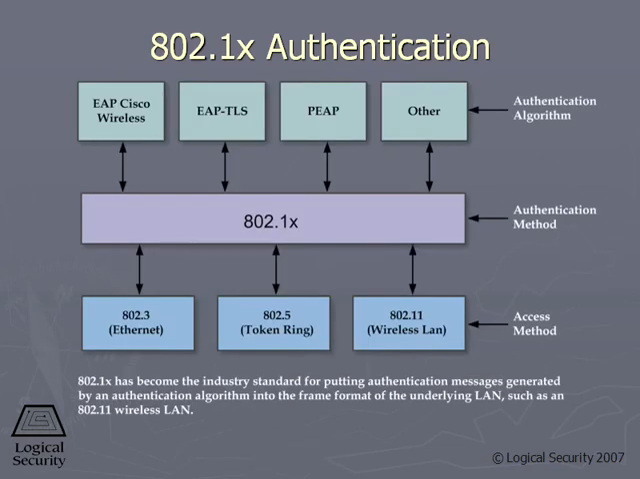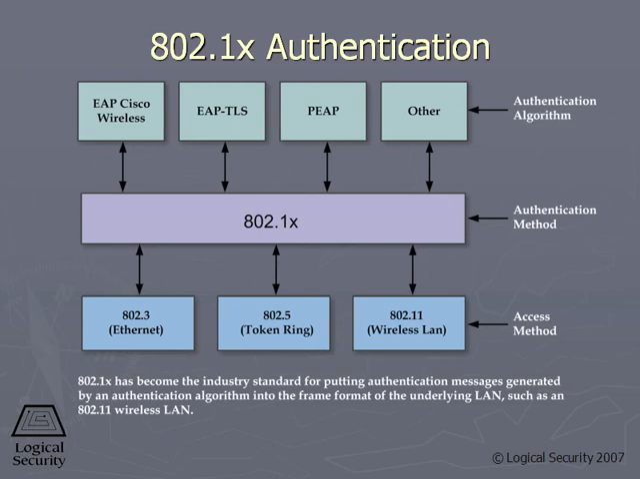So 802.1x is not unique to wireless networks. It has just found a very comfortable home in the wireless arena, a very much needed location and utilization in the wireless network. So we see 802.1x port-based authentication used on wireless, token ring, and Ethernet, as well as any other form of networking communications.